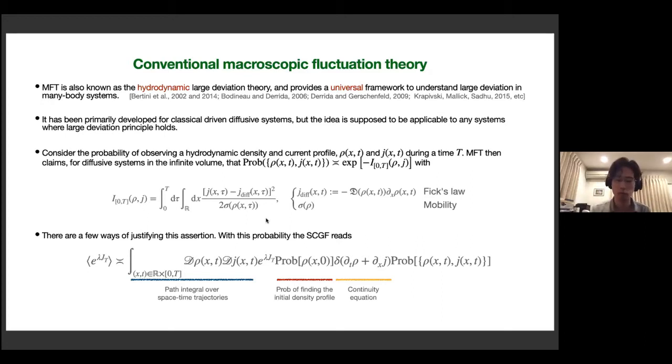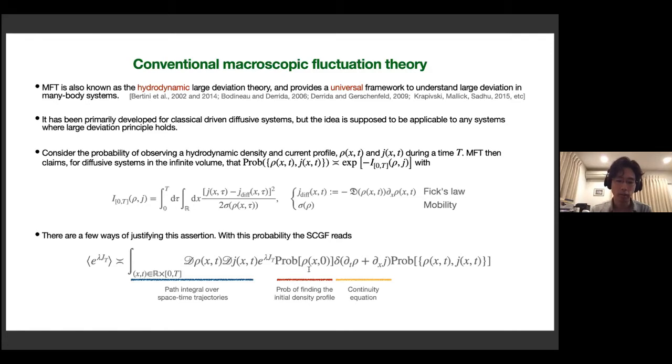So I'm going to give you one justification. There are some ways of justifying this assertion, but in any case, let's take it as a given fact and let me write down the probability. No, sorry, the scaled cumulant generating function of some charge. For simplicity, I'm considering a single-component case, but of course you can generalize to multi-component cases as well. The scaled cumulant generating function is like this, where the path integral is performed over all the space-time trajectories with respect to rho and j.